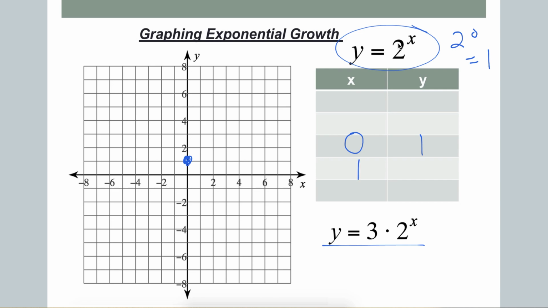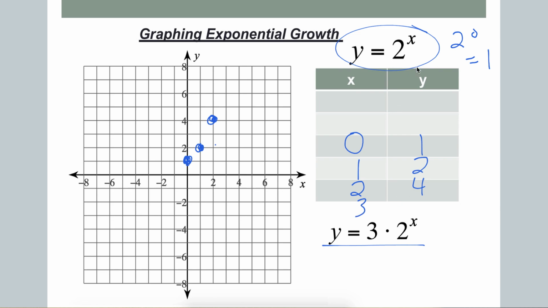I'm going to put 1 for x. So 2 to the 1. So 2 times itself just one time would just be 2. So 1, 2. If I plug in 2 for x, 2 to the 2 is just 4. So 2, 4. It's another point.